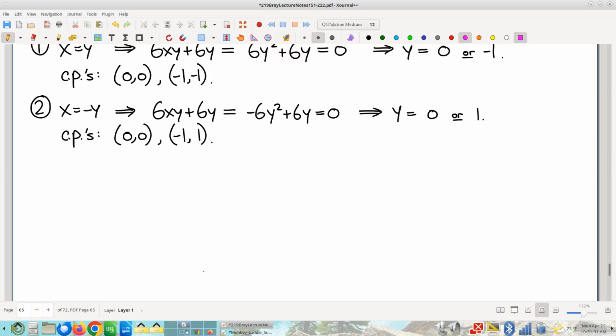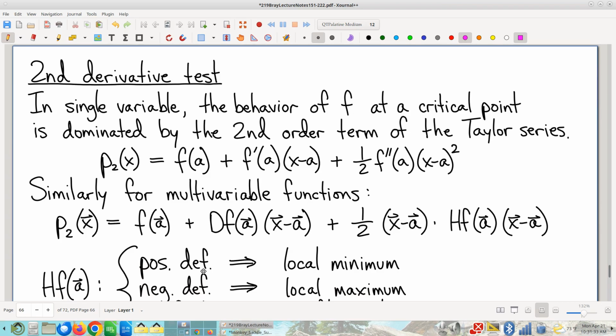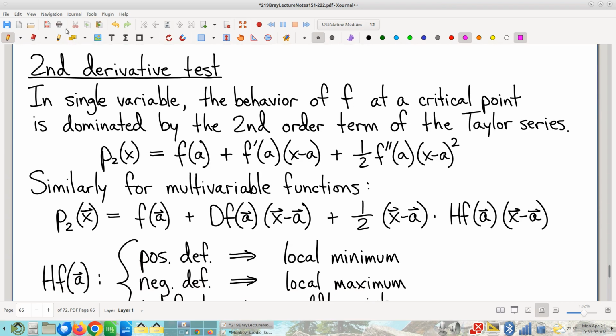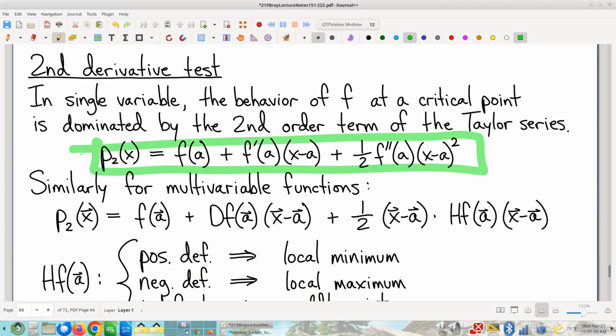All right, so moving along. Second derivative test. Y'all remember the single variable second derivative test? The big idea is this second order Taylor polynomial. And we talked about Taylor polynomials last time, I guess it must have been. And the way the second derivative test works is to say that, look, it all basically comes down to this second order term, and 1/2 is definitely positive.